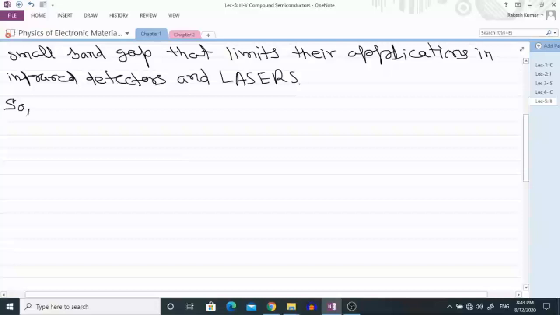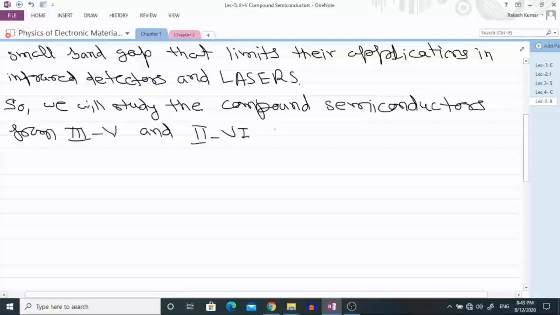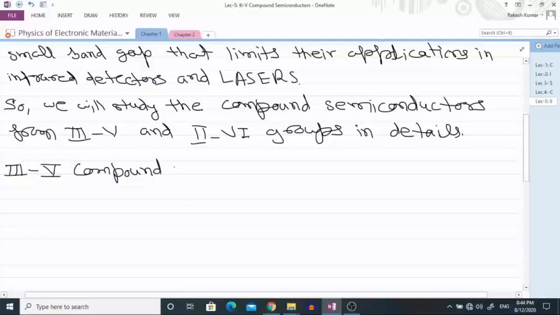So we will study the compounds from 3rd, 5th and 2nd, 6th groups in details. First, let me start from 3rd and 5th compound semiconductors.